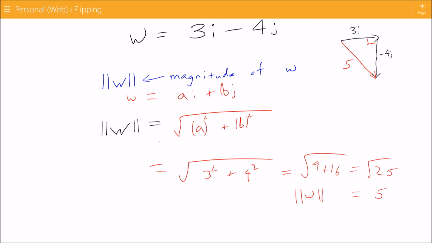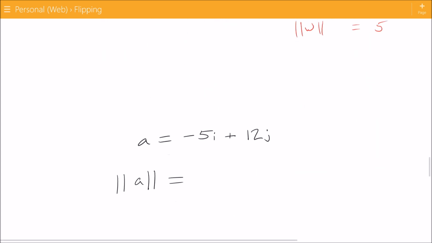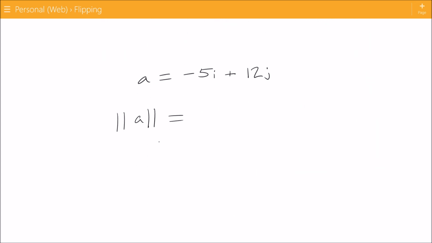Same process works. So what I would like to do is let you work on one of these on your own. If I have a vector here, A, that has components -5i, that's your horizontal, 12j, that's your vertical, what would the magnitude be? Work on that, bring that to class, and we will discuss. Also bring your questions too, of course.